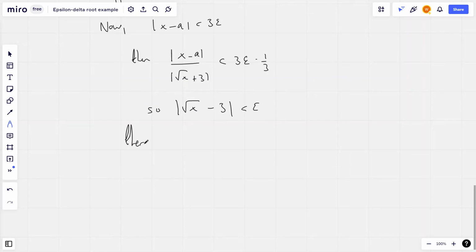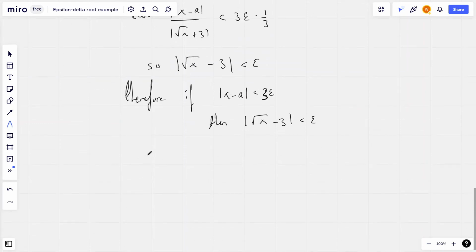Therefore, if we have that the modulus of x minus 9 is less than 3 epsilon, then the square root of x minus 3 is less than epsilon. So we have that, hence, the limit as x goes to 9 of square root x equals 3.